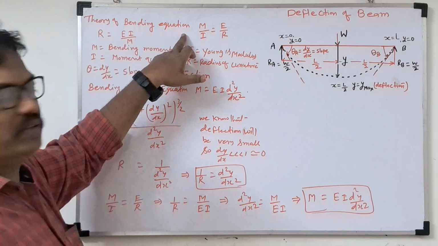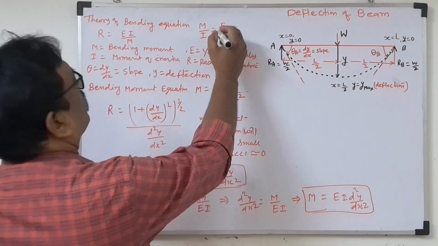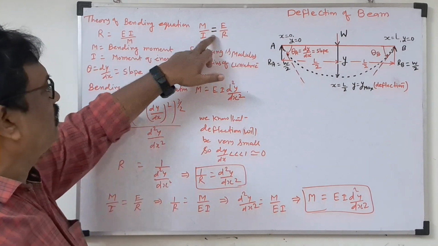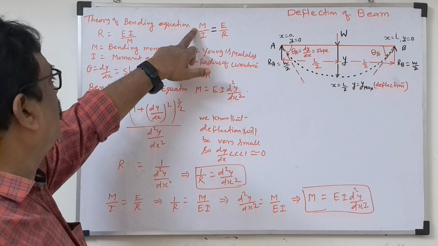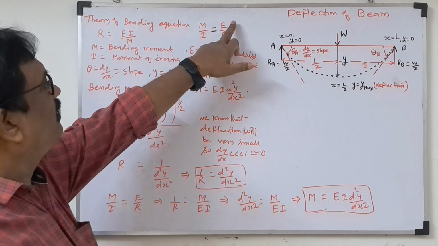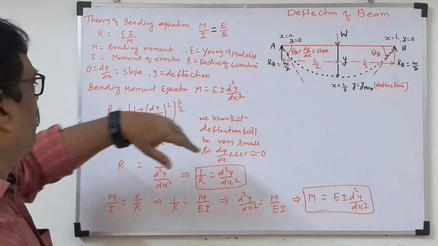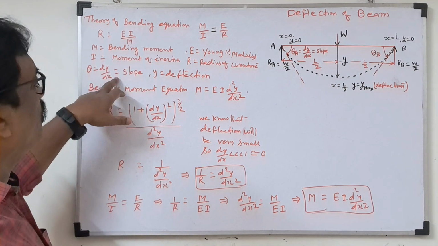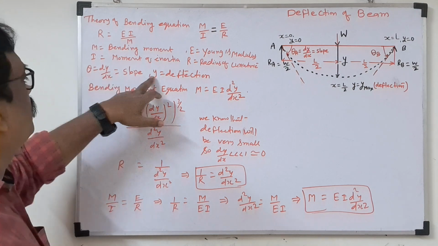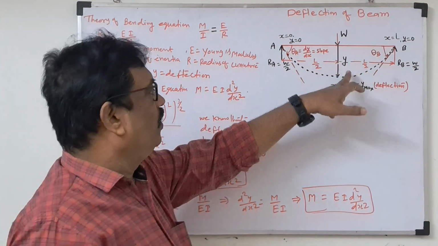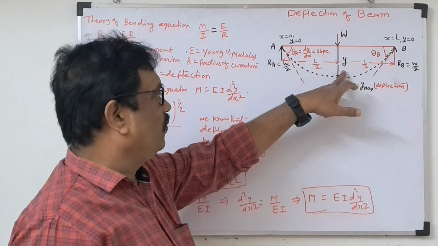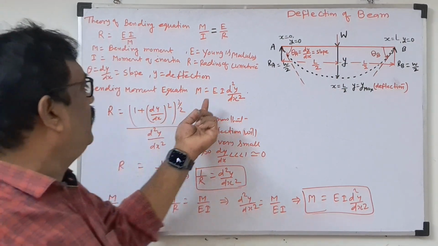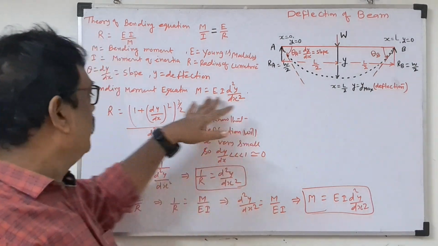The theory of bending equations, and its derivation, we discussed in the previous video. So what does the theory of bending equation tell us? M by I is equal to E by R, where M is the bending moment, I is the moment of inertia, E is the Young's modulus, R is the radius of curvature. Theta is the slope, dy by dx, or you can also say tan theta. This is called slope. And Y is the deflection, which I have shown here. So the bending moment equation will be EI d square y by dx square. This is the bending moment equation.